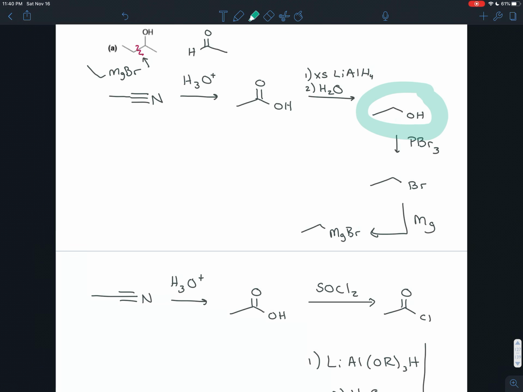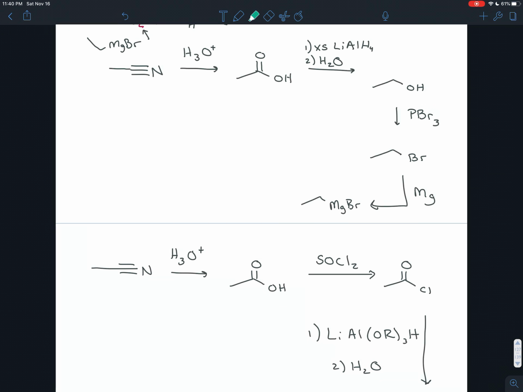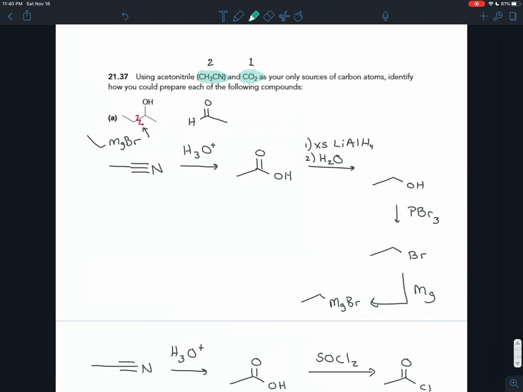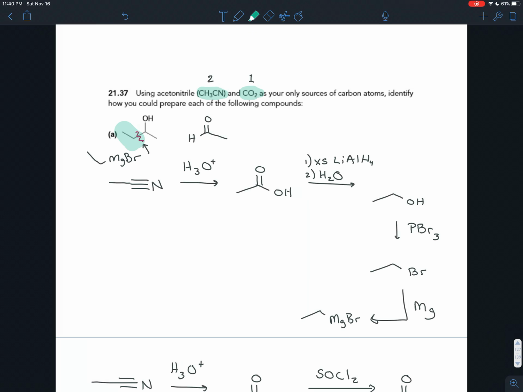That gave us the alcohol. Now we needed to get rid of the OH and turn it into a bromine. To do that, we used phosphorus tribromide. Once we had the bromine there, we just dunked some solid magnesium in, and that gave us our Grignard reagent. So much for the half of the molecule that did not have a functional group.